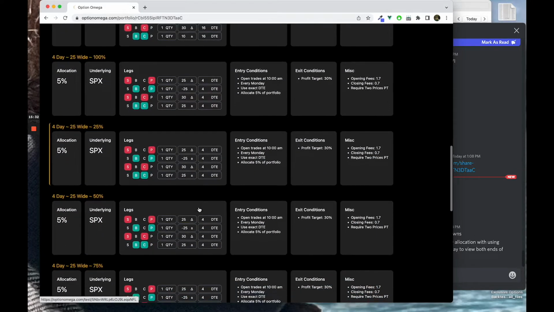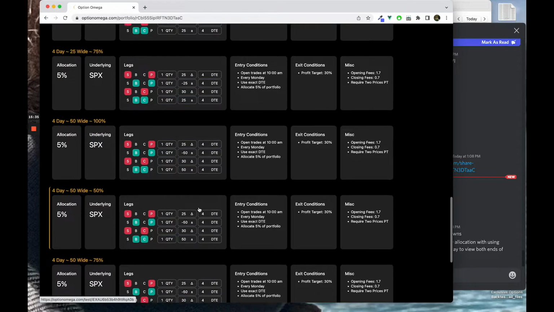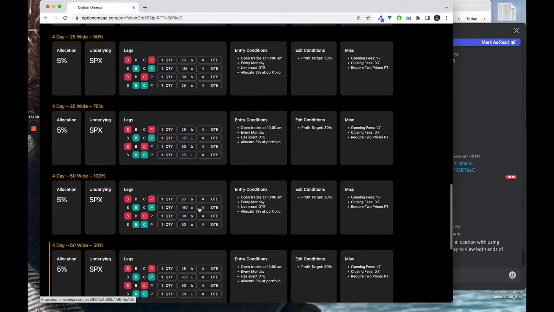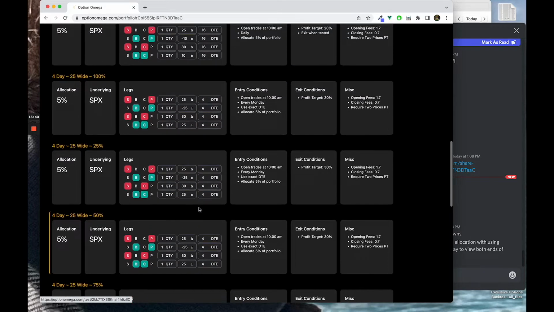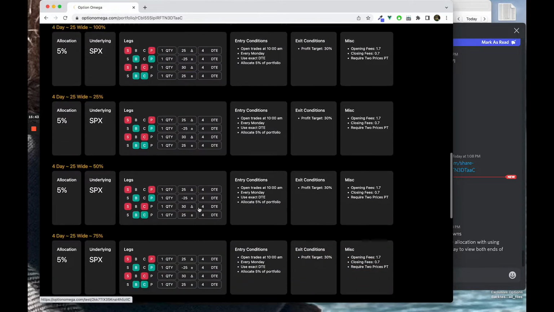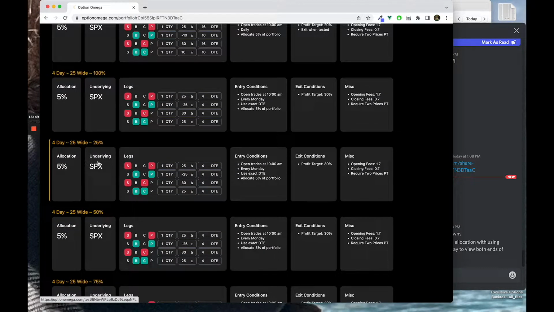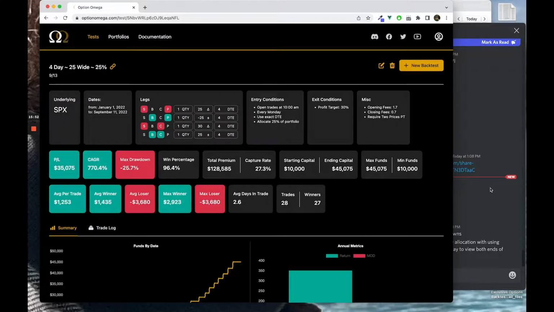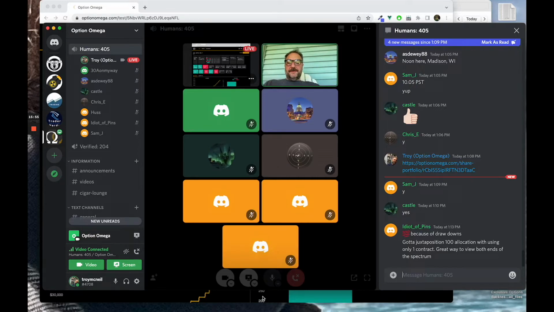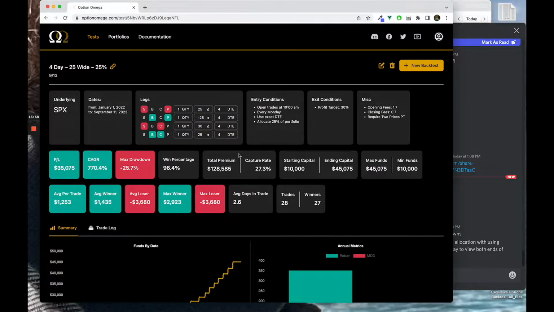So, 4 days. Let's start with a, what'd be the smallest here? For the 25 wide. Okay. I think I started with the 25%. So, the 4-day 25 wide test put on every Monday, allocating 25% of our portfolio. And again, I am not suggesting this by any means, but just for testing purposes, 25% allocation. And our profit target is 30%.